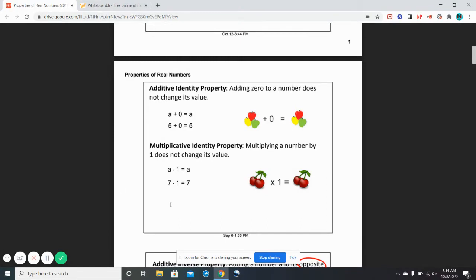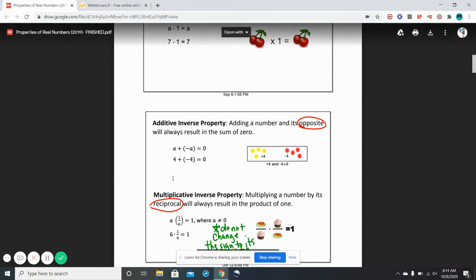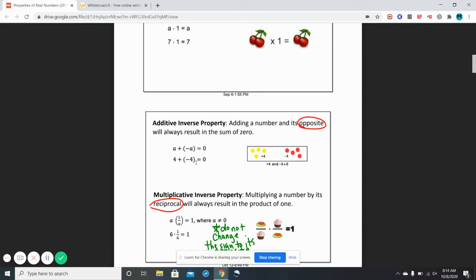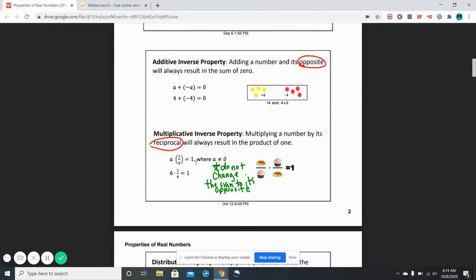It's keeping its identity. Now, the additive inverse property: adding a number and its opposite will always result in a sum of 0. So, 4 plus negative 4 equals 0. 7 plus negative 7 equals 0. 25 plus negative 25 is 0. That will always be true.